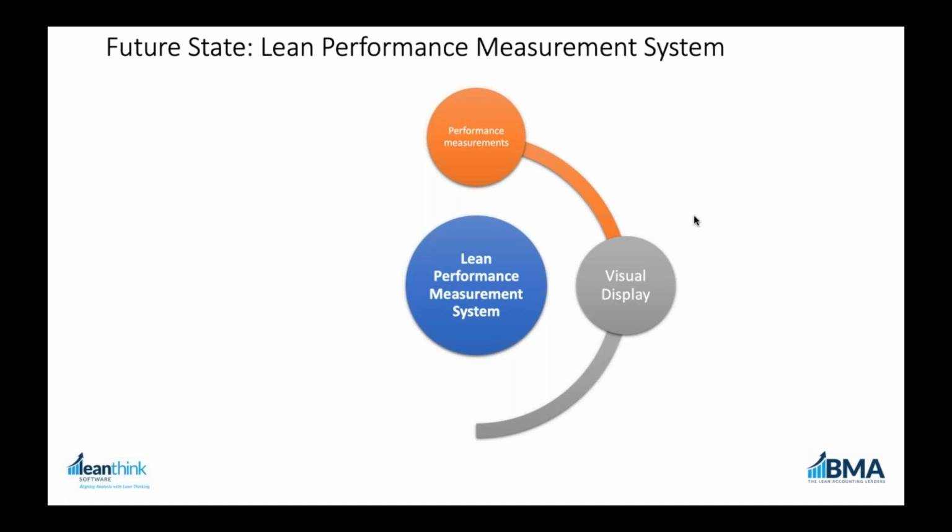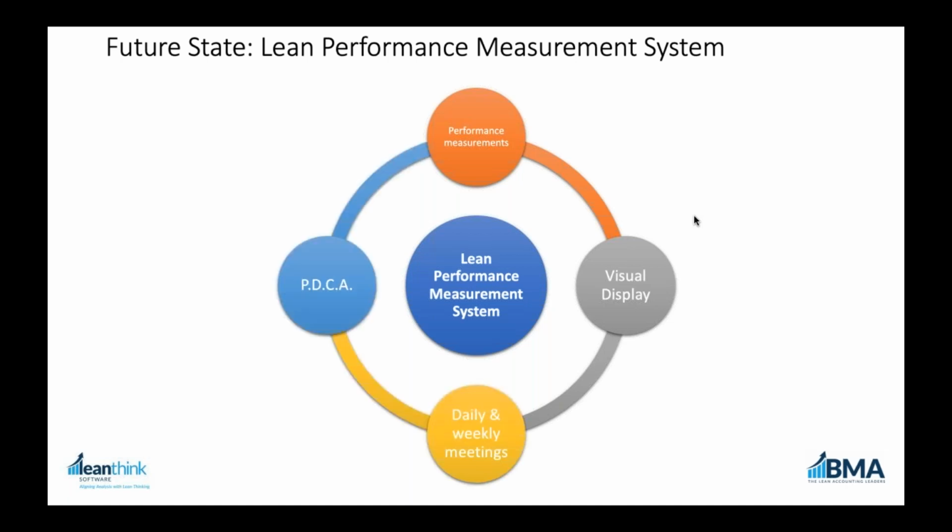So we display every measurement visually on a board in the area where the measure is relevant. We use the measurements in our daily and weekly meetings to understand performance, to do root cause analysis, and then we also use our measurements in improvement, the plan, do, check, act cycle. That is the purpose of lean performance measurements. It's not just calculating and reporting. It's about seeing them and using them.